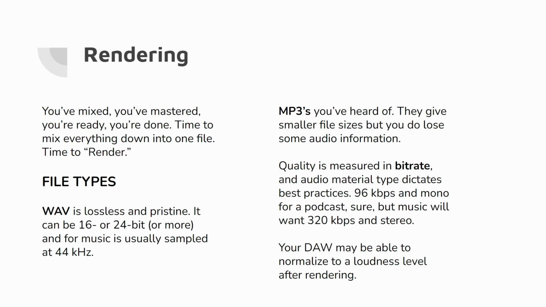But MP3s can go up to 320 kilobits per second and do stereo. And that will get your music sounding its best, particularly the high-end cymbals and stuff. If you do a really low bit rate, that's going to sound horrible and weird and like a bad cell phone call, with lots of digital artifacting. And you might be able to have your DAW normalize this whole recording to a certain loudness level after it renders.